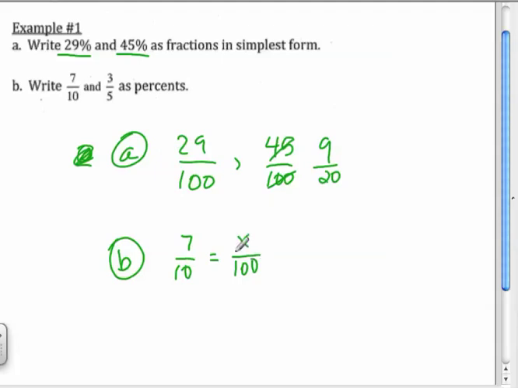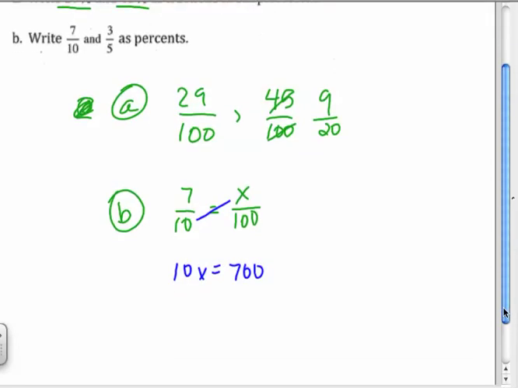If I want to know what the percent is, all I have to do is cross multiply. Miles, will you help me? What do I get? When I cross multiply, I get 10x is equal to 700. Well done. Where do I go from there, Dane? Okay, I have cross multiplied. What do I do now to simplify? Divide by 10. Good. And I'm going to get that x is equal to what, Dane? 70.